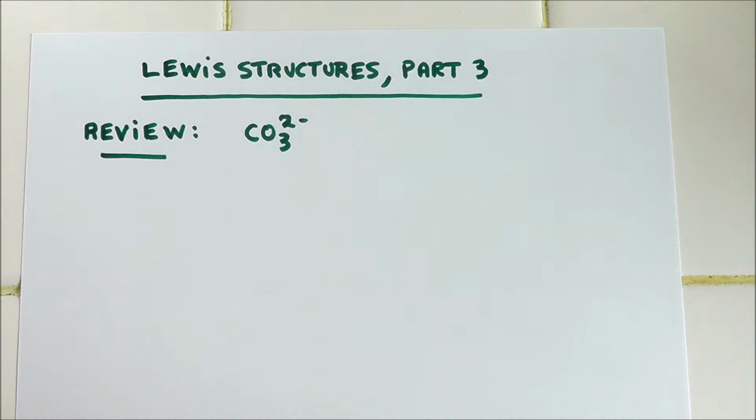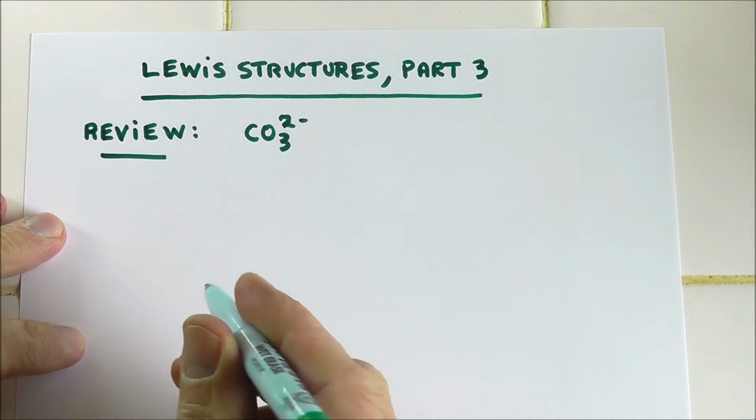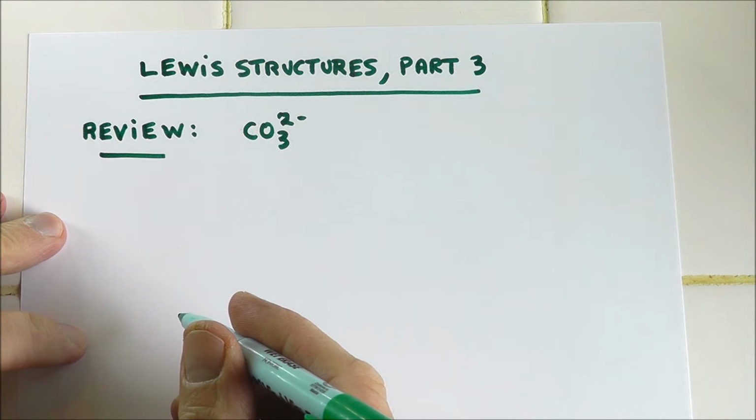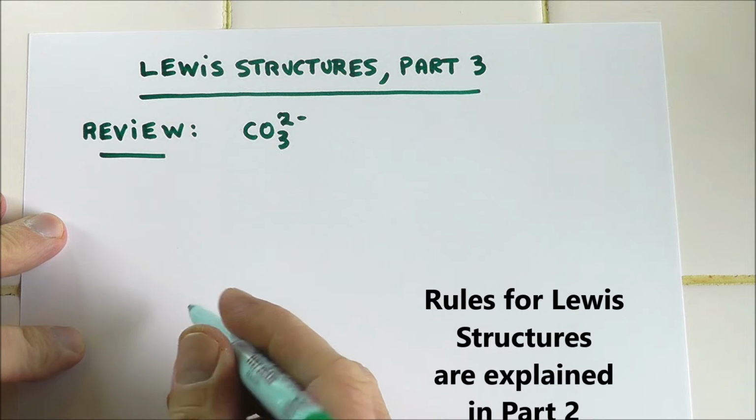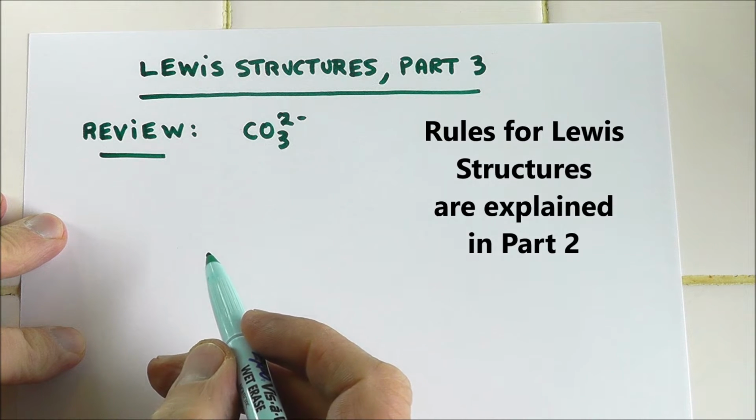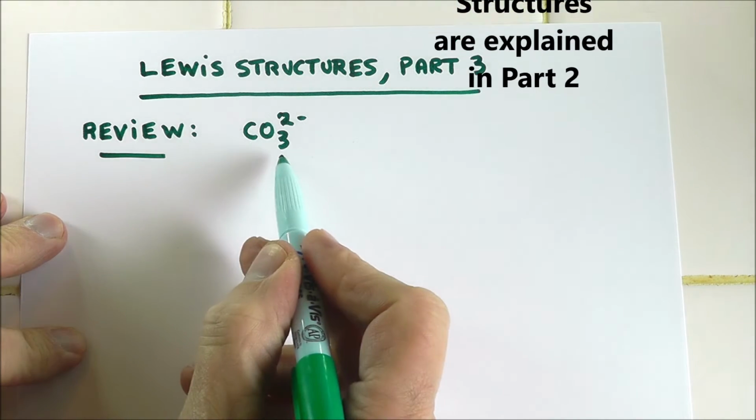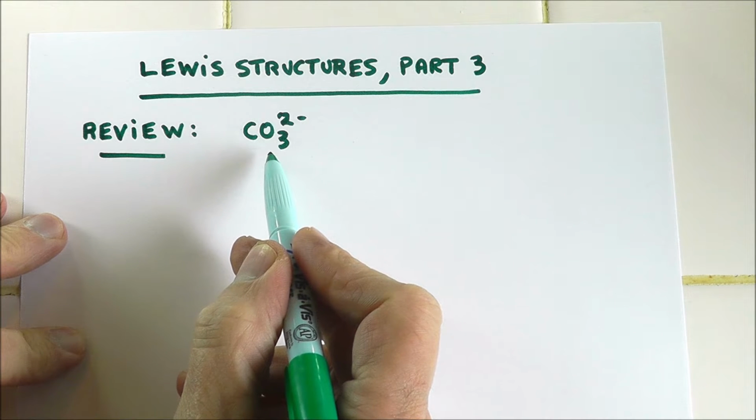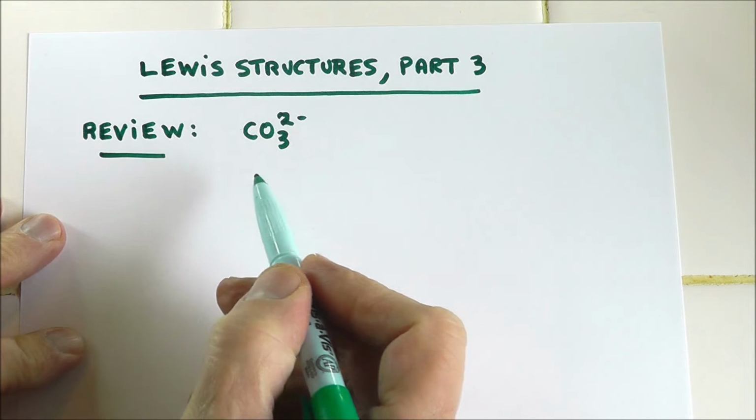And like we said last time, we're going to start off with another example of a polyatomic ion. So I'm going to go a little fast. If I lose you, you should probably go back and watch part 2, all right? So here we go. What's the Lewis structure of carbonate, by the way? That's a very common polyatomic ion. And so here we go.